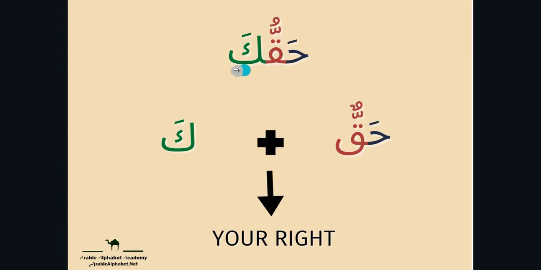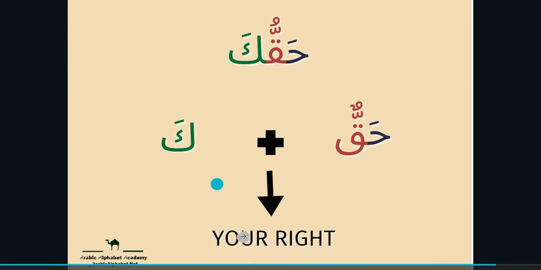The word حقك. It is formed by two parts. حق. It means a right. Ka. When we add ka to a noun, it becomes your. حقك means your right.